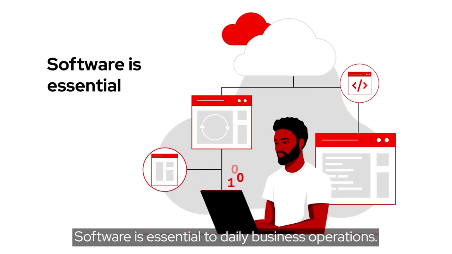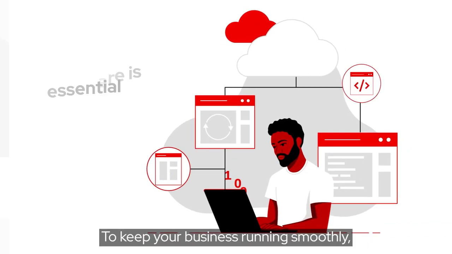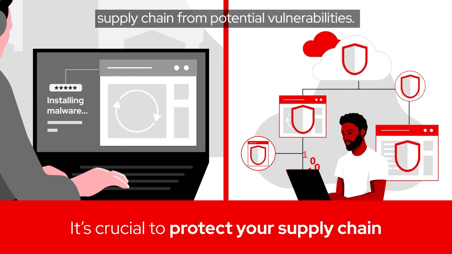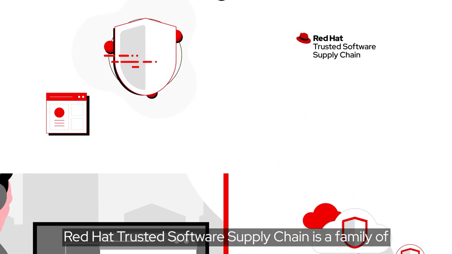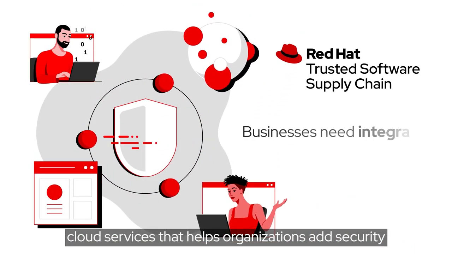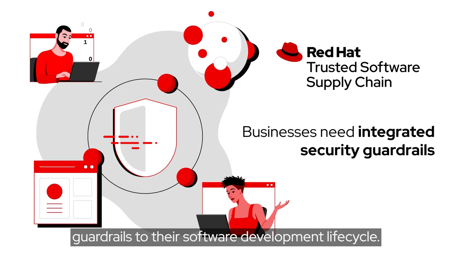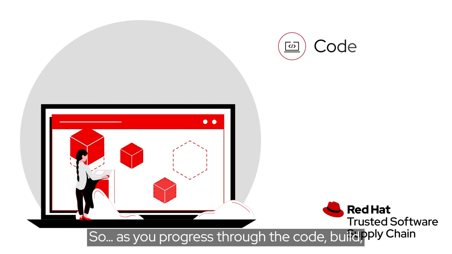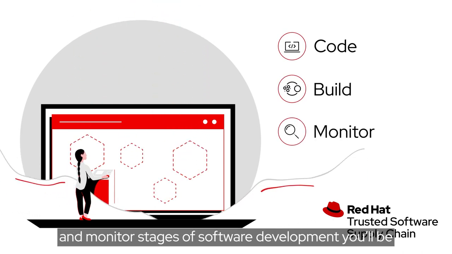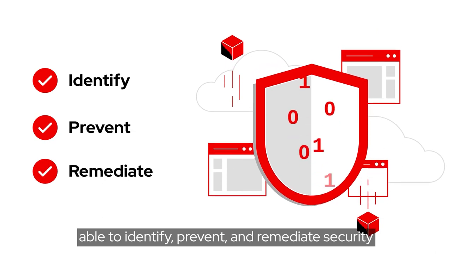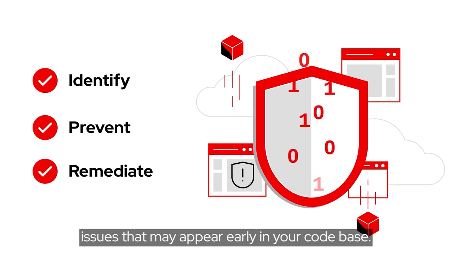Software is essential to daily business operations. To keep your business running smoothly, it's crucial to protect the software supply chain from potential vulnerabilities. Red Hat Trusted Software Supply Chain is a family of cloud services that helps organizations add security guardrails to their software development lifecycle. So, as you progress through the code, build, and monitor stages of software development, you'll be able to identify, prevent, and remediate security issues that may appear early in your code base.